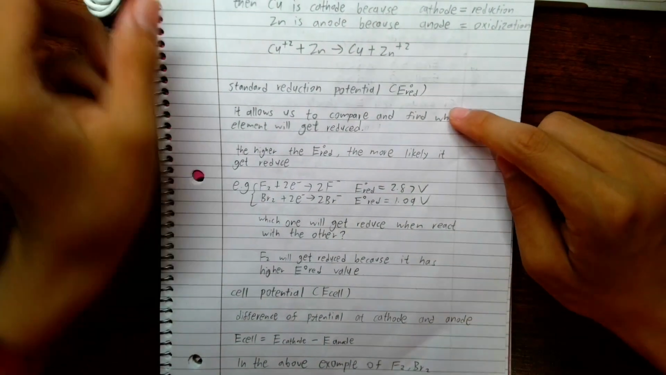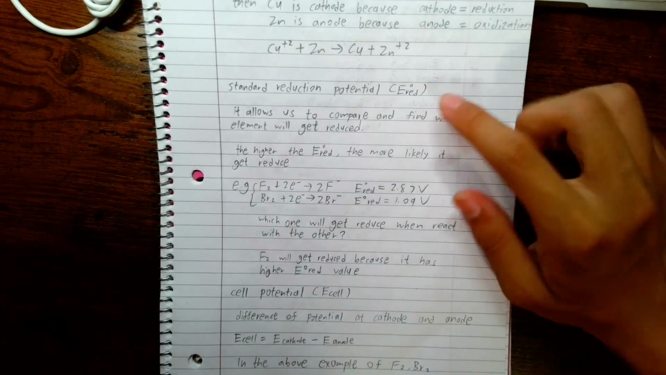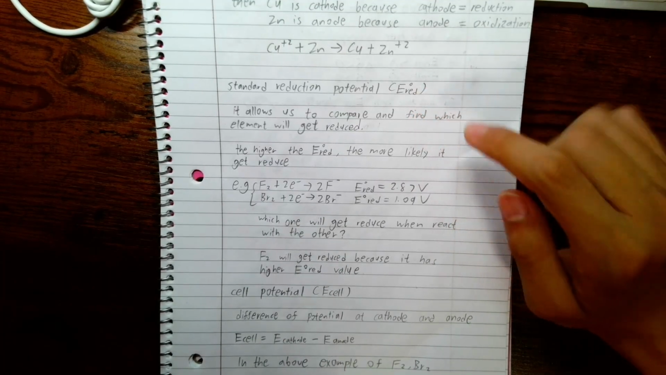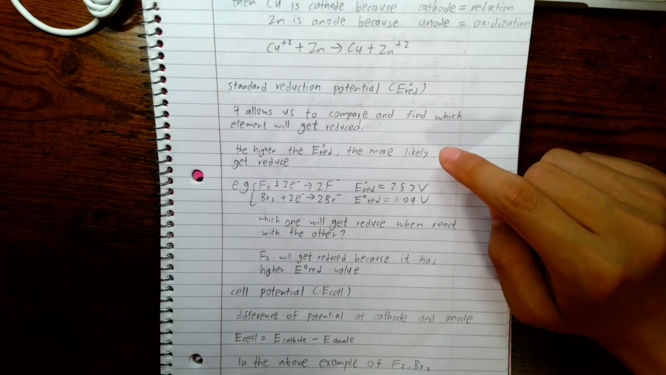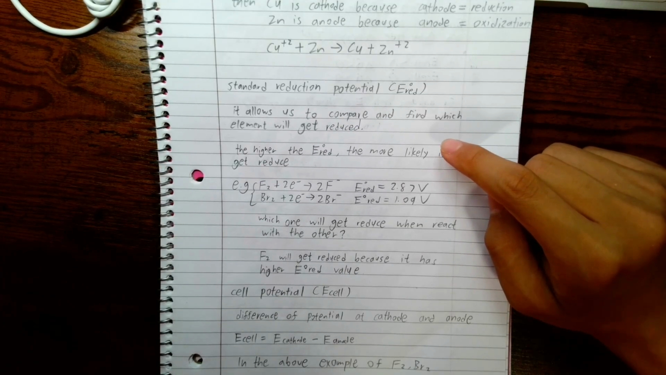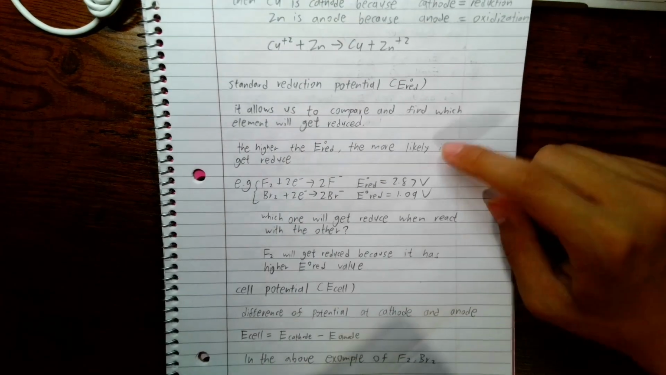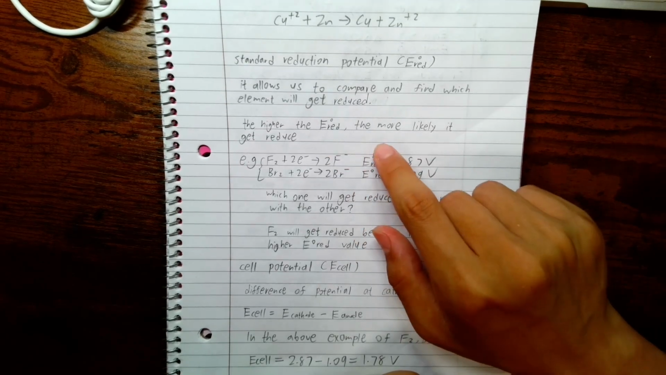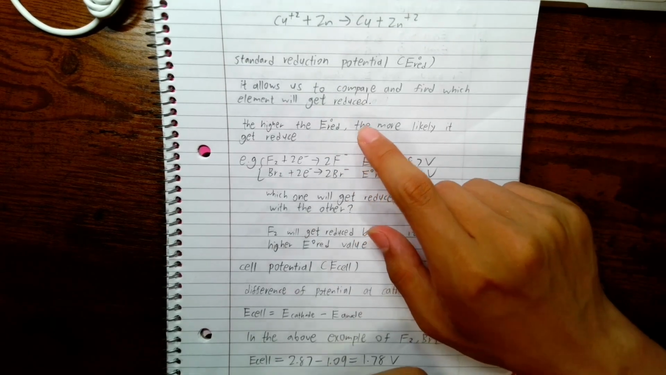Let's talk about the standard reduction potential. This is the symbol that indicates that quantity. It allows us to compare and find which element is more likely to get reduced. The higher the electric potential, the more likely it is to get reduced.